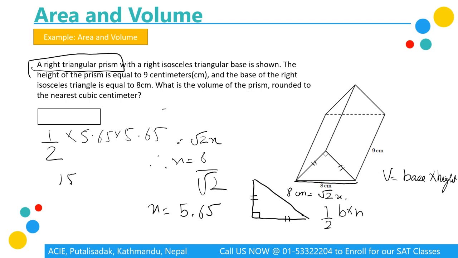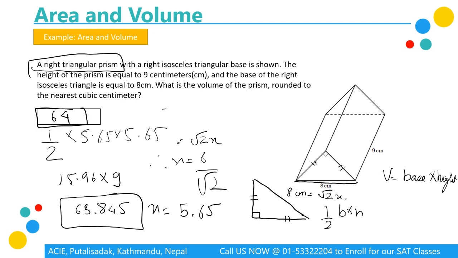That's 15.96 into height of 9 centimeters is going to give us 63.845 as our volume. What is the volume of prism rounded to the nearest cubic centimeter? So rounded, if you're going to round it up, then it would be 64, and that itself is going to be our answer. So that covers up our area and volume.